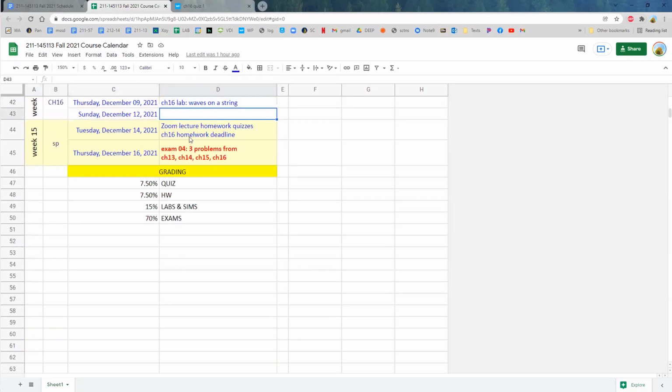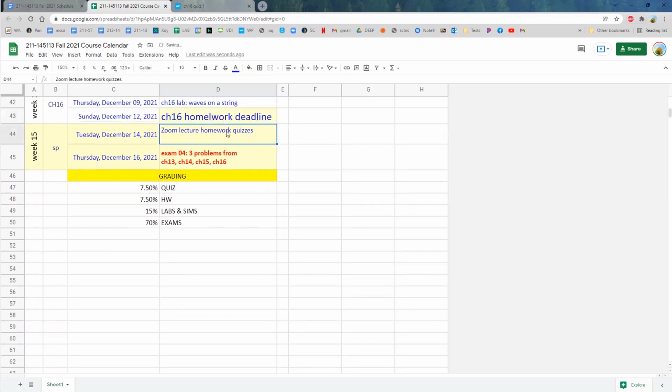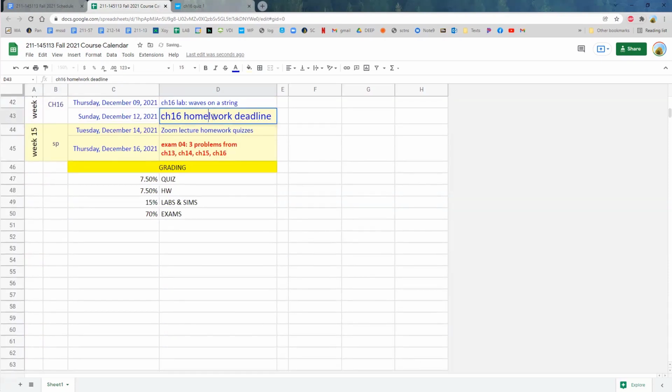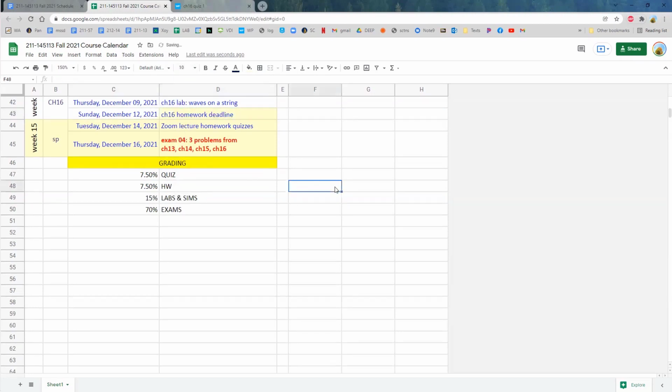So this will be, and I can fix that typo at the same time. So this is the chapter 16 homework deadline with the typo fixed. And I guess that's 10.5. All right. So just the same old homework deadline. And that, again, gives us some back end breathing room instead of dragging on chapter 16 for too long.